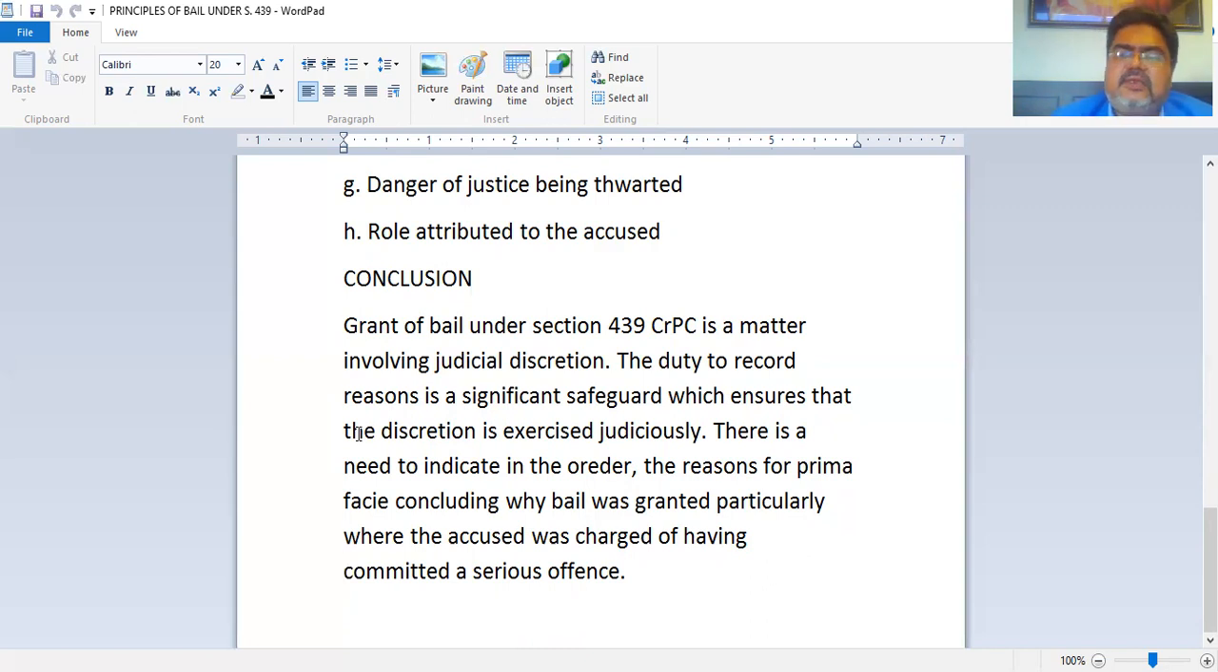So we have discussed the principles or the factors to be considered at the time of granting bail. With this, our discussion on section 439 CrPC is over. Next time we will do section 440 and the later sections.